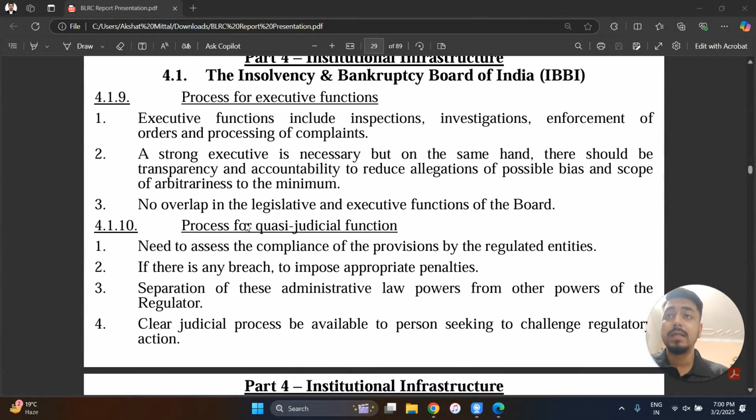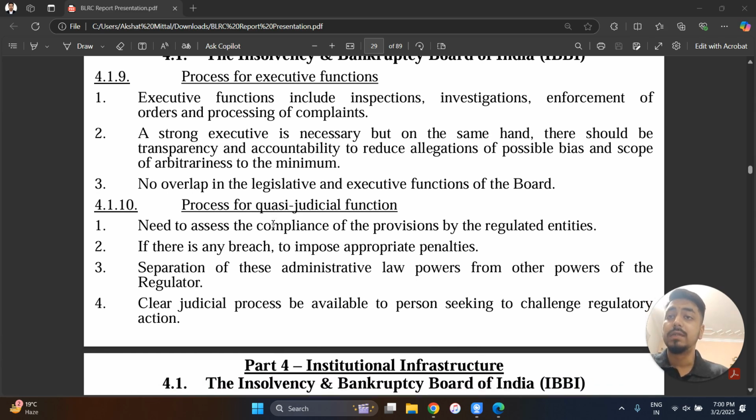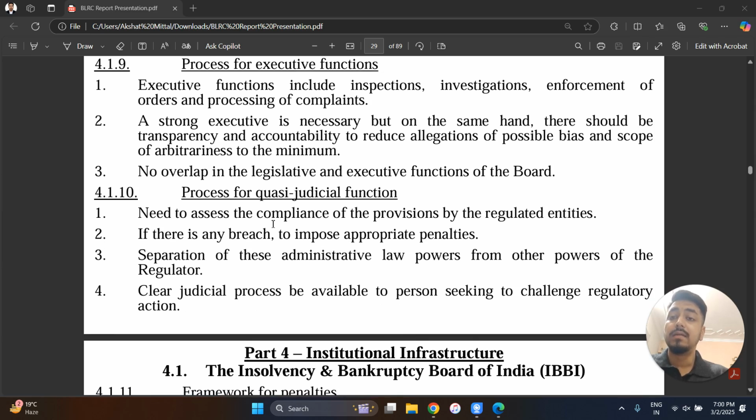Now, as we have already discussed, what will be the executive function? It will include inspections, investigations, and enforcement of orders, processing of complaints. And we have already discussed the quasi-judicial function of the IBBI, that if any disciplinary proceeding is to be carried out against an insolvency professional, they can file a complaint with the IBBI, and the IBBI will take up the administrative proceedings and pass a clear order, which is also appealable to the National Company Law Appellate Tribunal. So the IBBI alone is not empowered to take decisions as freely as it wants.